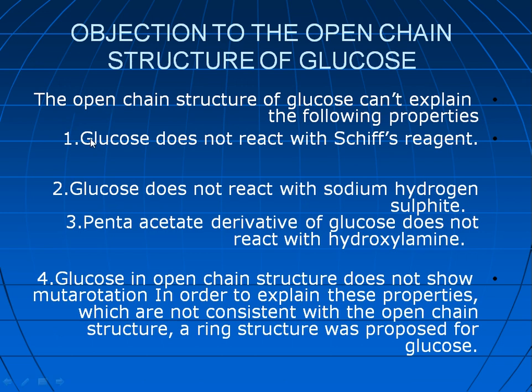Now the first objection is that glucose does not react with Schiff reagent. Schiff reagent reacts with a carbonyl group and glucose contains an aldehyde group. So it means glucose should react with Schiff reagent, but glucose reacts with hydrogen cyanide and does not react with Schiff reagent. It means something is wrong there.